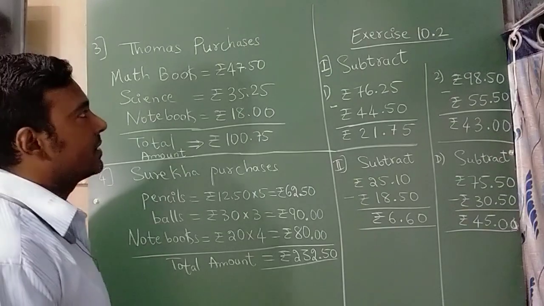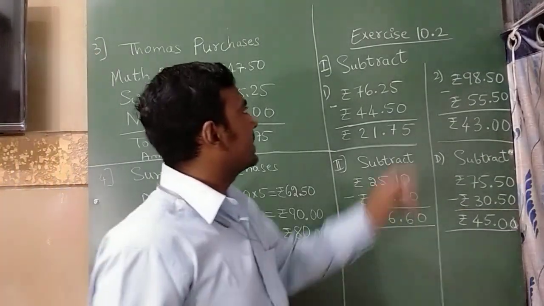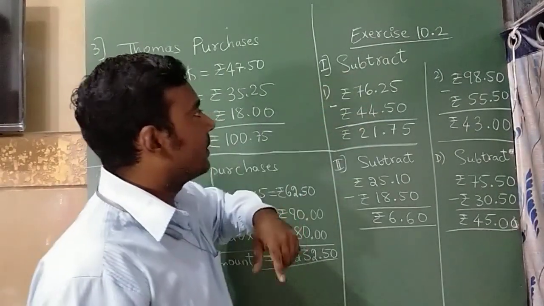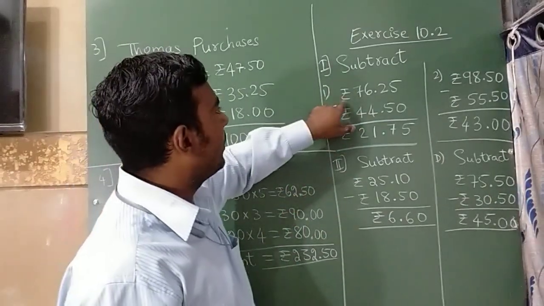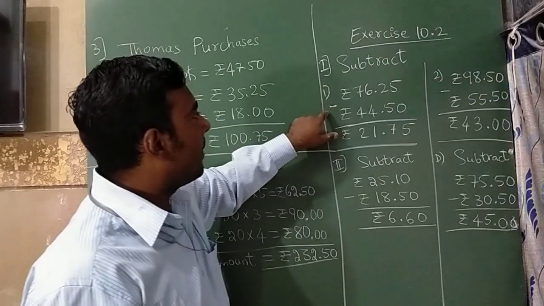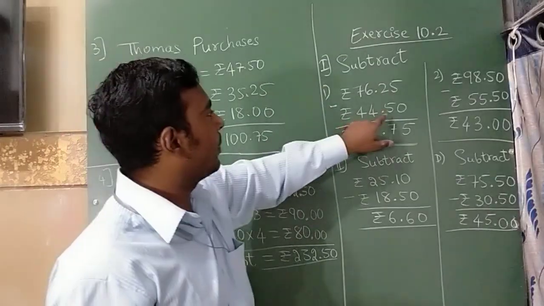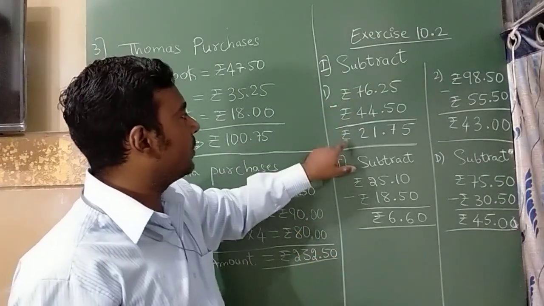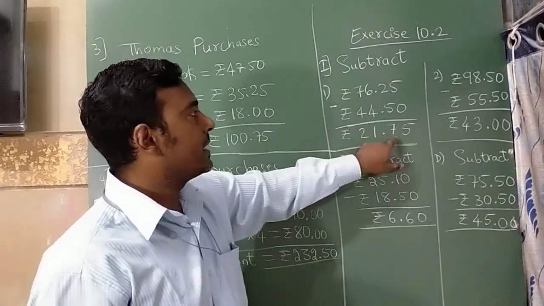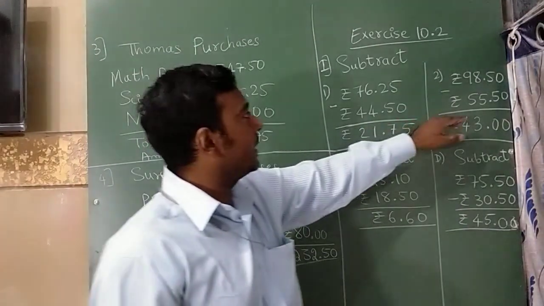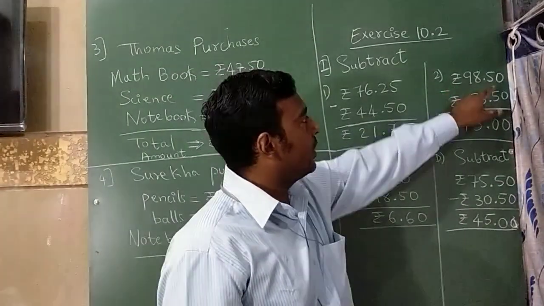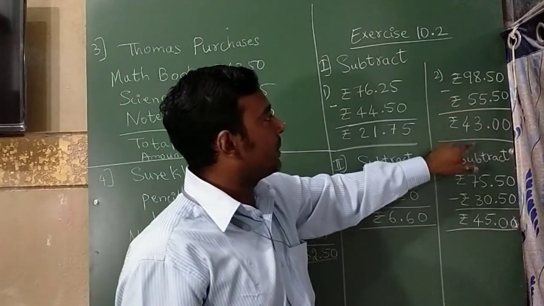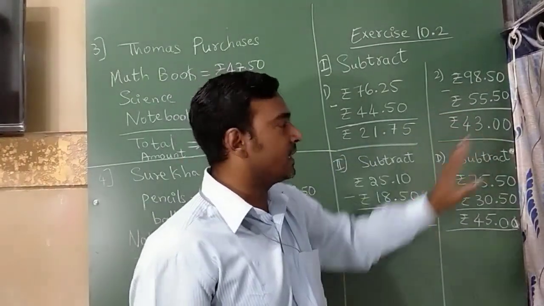232.50 rupees. Fine. So let's move on to the next exercise, that is exercise 10.2. Now you need to subtract. Okay. Now the given question is rupees 76.25 minus rupees 44.50. So you need to subtract this. If you subtract, you will get rupees 21.75. So here the next question is rupees 98.50 minus rupees 55.50. So if you subtract, you will get rupees 43.